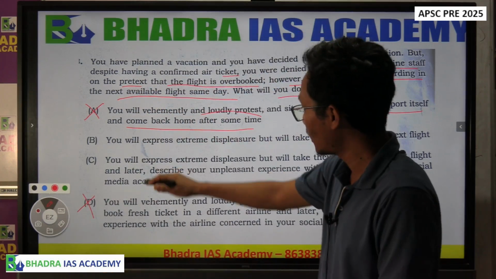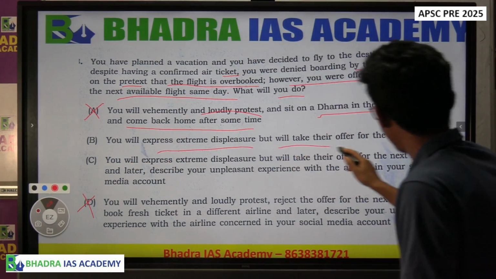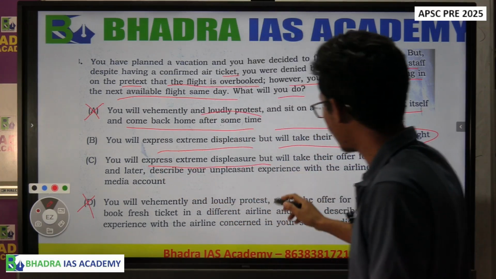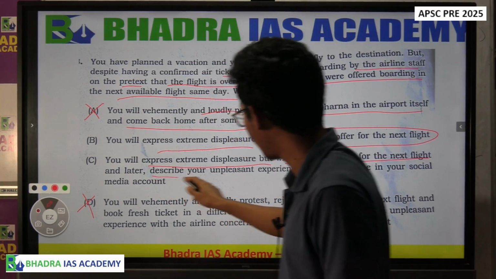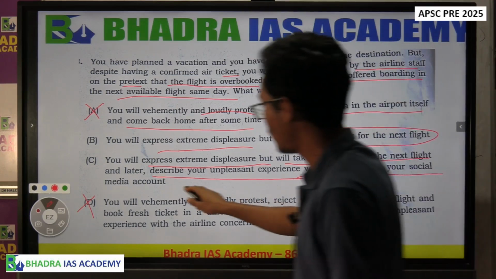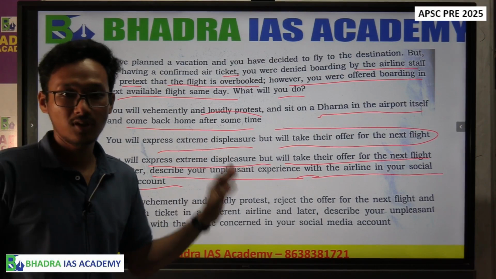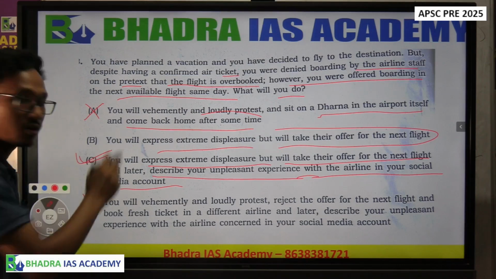Now a option thakle, you will express extreme displeasure but will take their offer for the next flight. You will express extreme displeasure but will take their offer for the next flight and later describe your unpleasant experience with the airline in your social media account. So yar bitorot best jitu hobo hetu hobo answer. Okay, yar bitorot best hobo this option C.